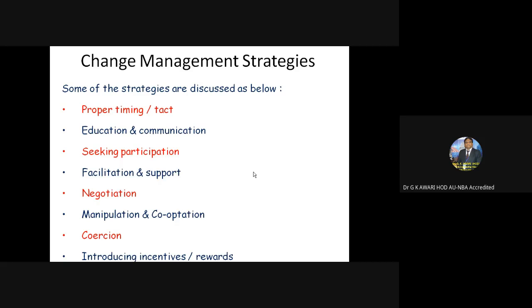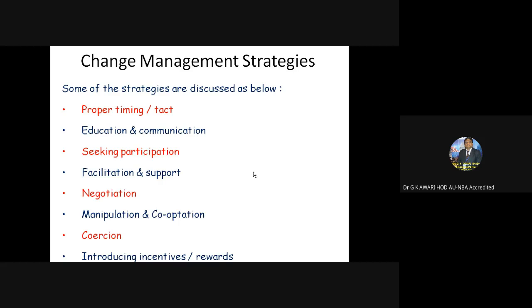So there is proper timing for change management, and there have to be certain tactics: education and communication, training the people, coaching the people, communicating with the people what changes we would like to bring, seeking the participation of the employees, seeking the participation of the stakeholders. For example, 15 days or one month earlier, Idea and Vodafone informed the stakeholders that Vodafone and Idea are merging together, so that their participation is there and this change is successful.